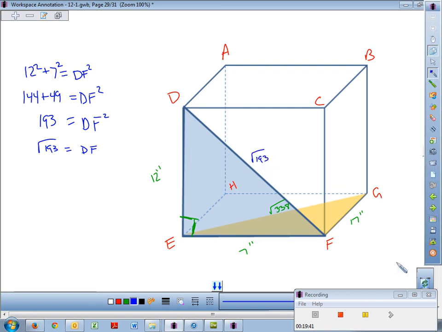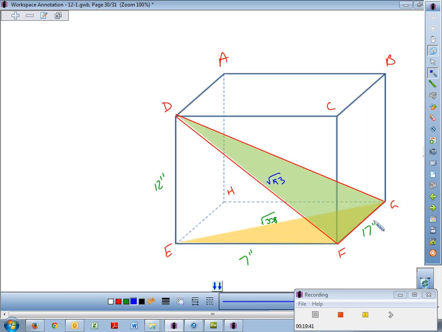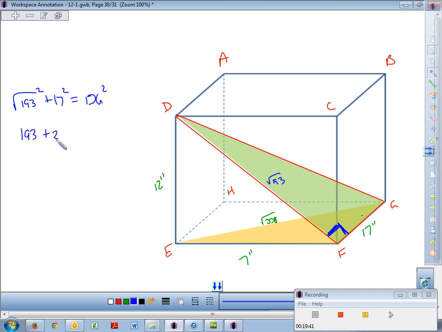Then the next thing they want me to find is the distance from D to G. So drawing that in, you get a couple of different situations. You could use this green triangle right here, which is the one I prefer, using this as a leg and this as a leg, and that's the hypotenuse, because here's your right angle. I know that's difficult to see, but it is a right triangle. So it's the square root of 193 squared plus 17 squared equals the distance from D to G squared. The square root of 193 squared is 193, plus 289, equals 482, the distance from D to G squared. And the distance from D to G equals the square root of 482.